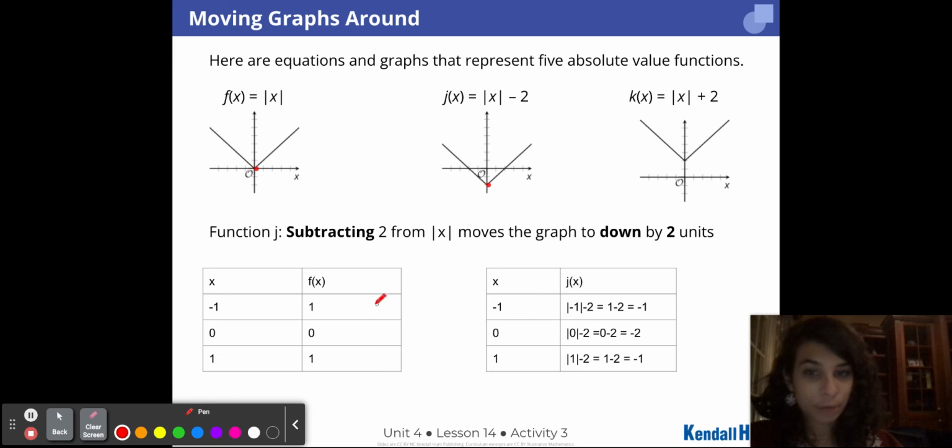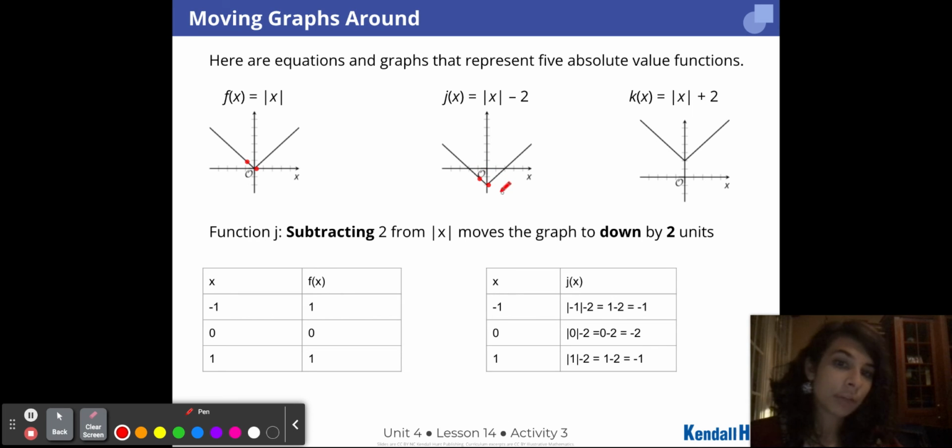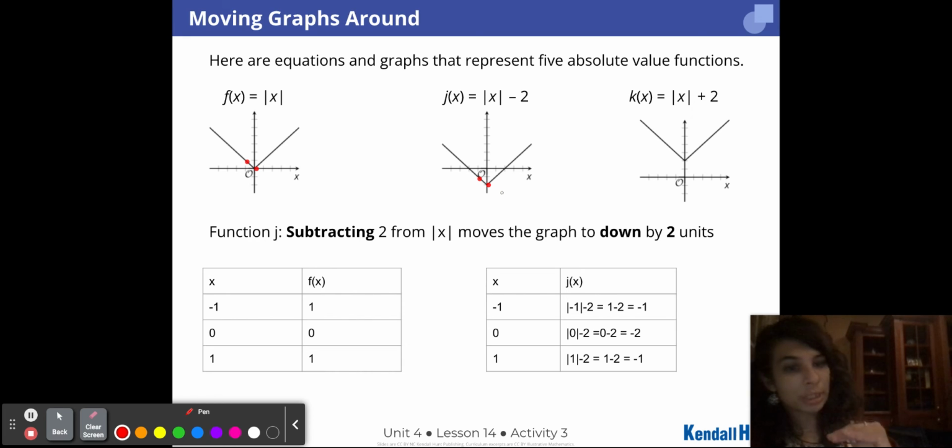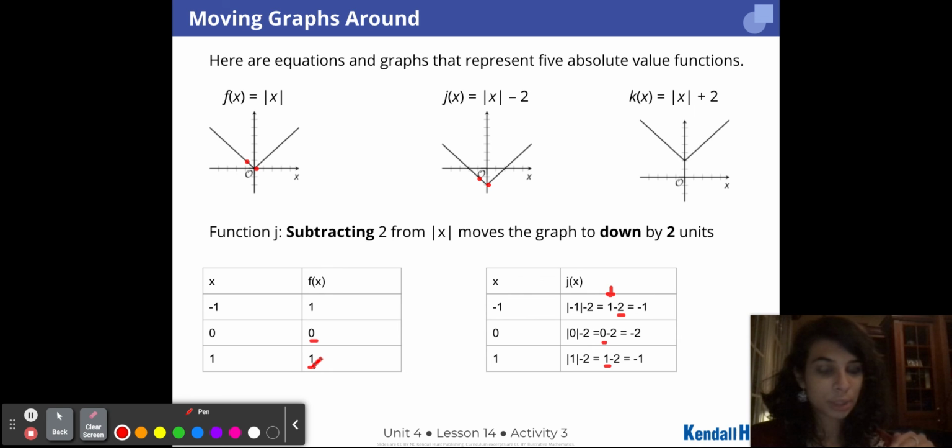And you can see that in your graph. So when negative 1 here is a positive 1, we see that in this point here. But in this case, negative 1 has a value of negative 1 here. So I'm taking that point and I'm shifting it down 2 units. We took that 1 and I shifted it down 2 units. I took that 0 from here, and I shifted it down 2 units. I took that 1 from here and I shifted it down 2 units. And so you're taking that output value and you're shifting it down 2 units. And so subtracting 2 from absolute value of x moves the graph down by 2 units.